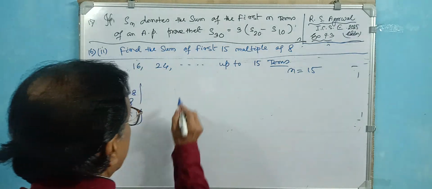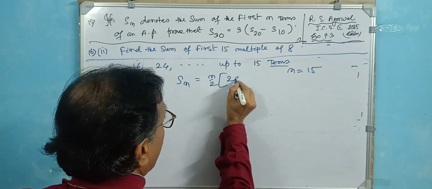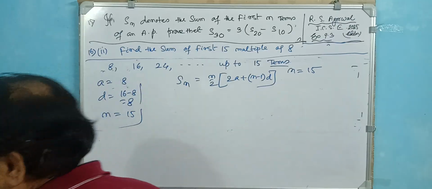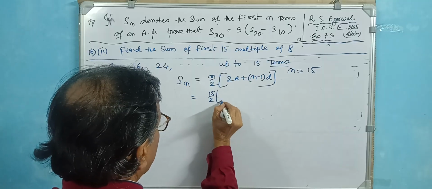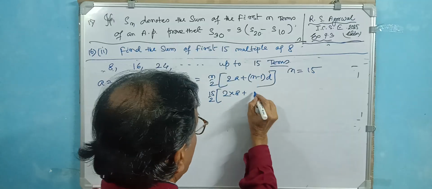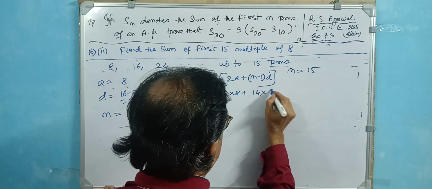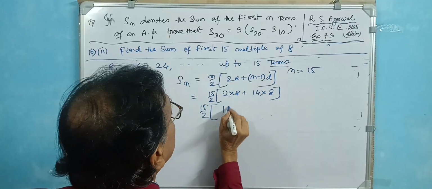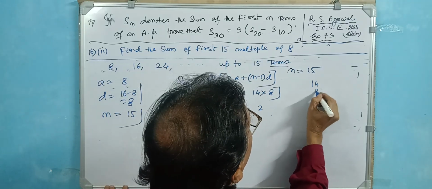Clear? So Sn, the formula you apply: Sn is equal to n by 2 bracket 2a plus n minus 1 into d. The formula you applied here. So n is 15, 15 by 2. So 2a, a is 8, plus n minus 1, that means 15 minus 1, 14 into d. What's the value of d? D is 8. Okay. So this is 15 by 2 bracket, this is 16 plus this is just 14 into 8.